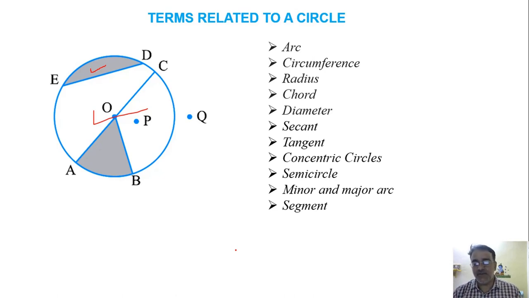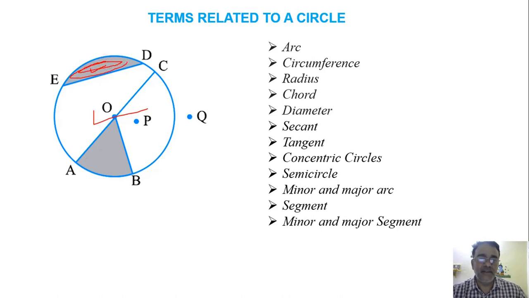And again, here also we have two types of segment. The smaller one is the minor segment, and the larger one is the major segment. So this part here is the minor segment, and the remaining part is the major segment. And the next one is sector of a circle.